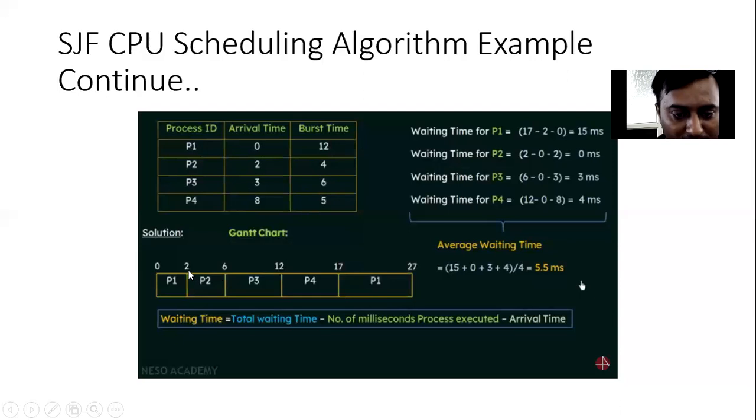So at unit 2, P2 will start its execution. Again we need to execute this P2 for 1 unit of time, and again we need to check at time 3. Once we executed P2 for 1 unit, at time 3 we need to check once again, is there any other process arrived in the ready queue?